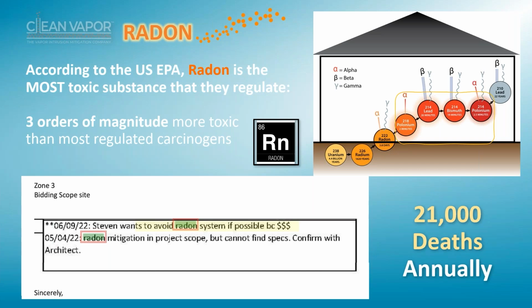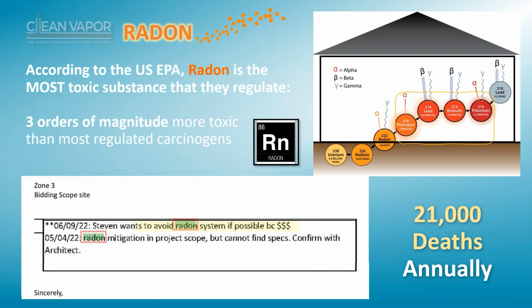And if you're building a building, you have to be protective from all contaminants, not just the ones that showed up in a TO-15 test or an environmental study. There's a huge gap in education in this country as to what these contaminants are and what their impacts are. This slide right here is an excerpt from an actual email from a project that we were involved with. And what it says is, "Steve wants to avoid radon system if possible, $, $."